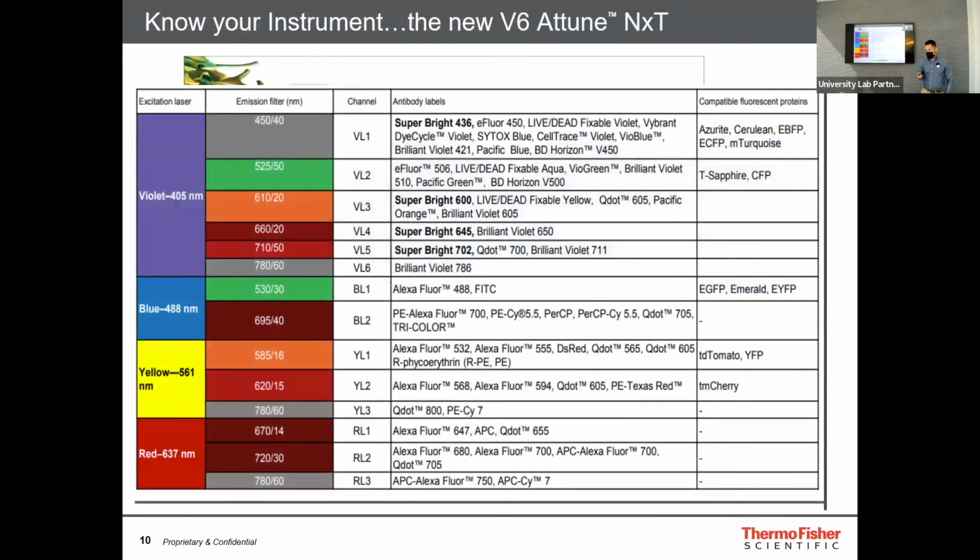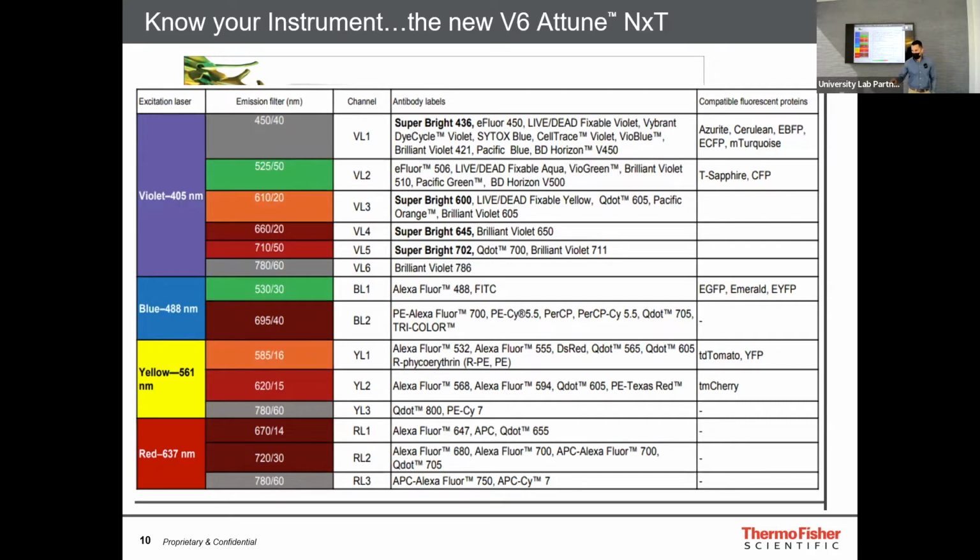Here's getting to know your instrument. You have the Attune V6. The reason it's called the V6 is because off of the violet laser, you have 6 channels. You also have the blue laser, the yellow laser, and the red laser. On this graph, and also in the little pamphlet, you should have a fluorophore selection guide, which would include pretty much all of our fluorophores, dyes, and reagents that could be detected from each of those channels.